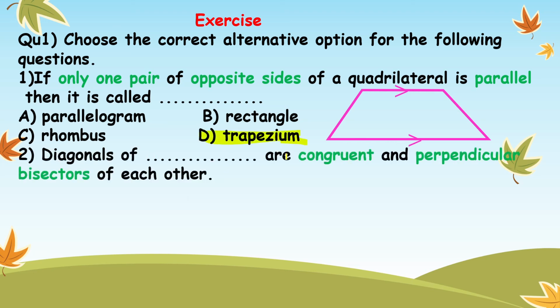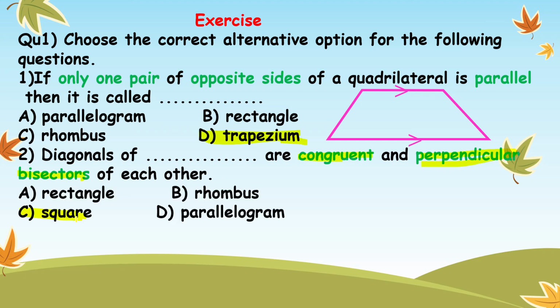Diagonals dash dash are congruent and perpendicular bisectors of each other. The diagonals of a square are congruent and perpendicular bisectors of each other. So here option C is correct.